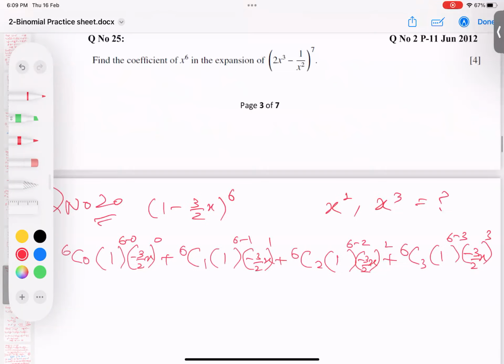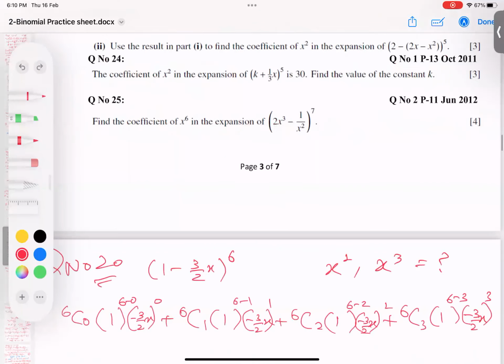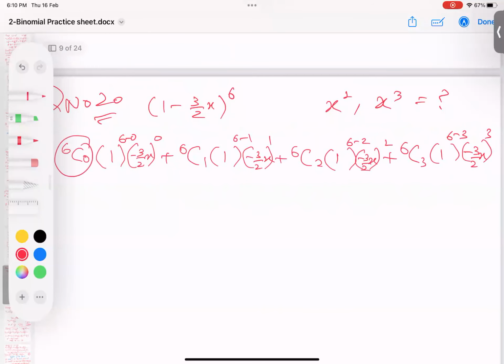Because, let me check, I think maybe in the next part it is utilized. This part is used in the next part, so better to simplify all. Here, 6C0 is 1, and 1 to any power is 1, 1 to power 2, 1 to power 100 is 1.